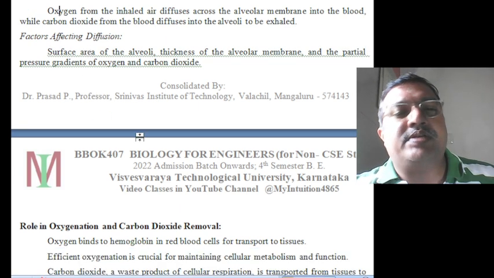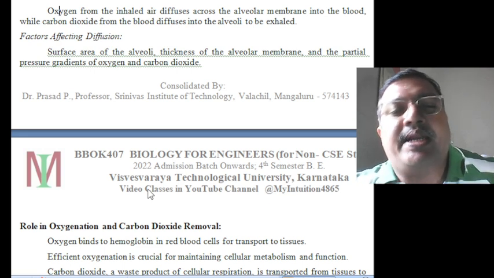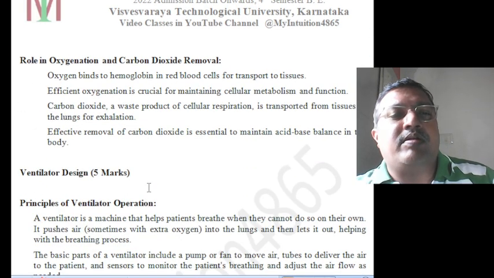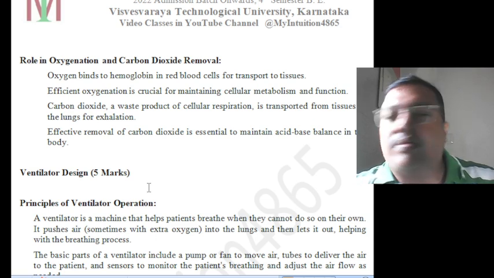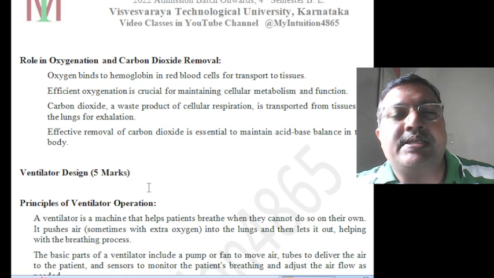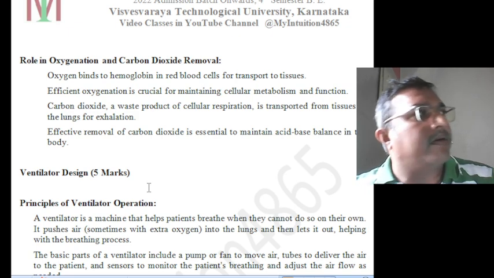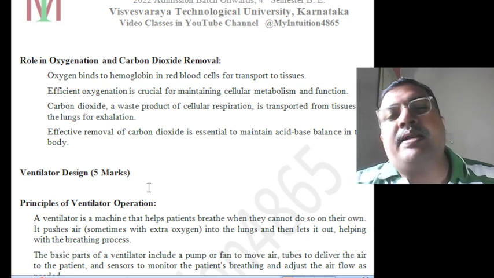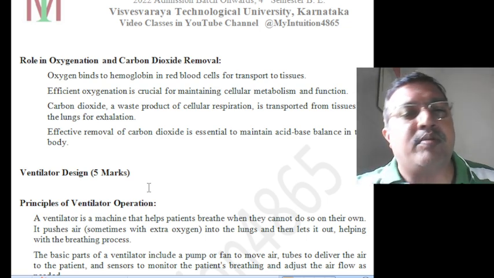The factors affecting the diffusion are surface area of the alveoli, thickness of the alveolar membrane, and the partial pressure gradients of oxygen and carbon dioxide. Role in oxygenation and carbon dioxide removal: oxygen binds to the hemoglobin. Our blood contains an iron containing compound, we call it the hemoglobin. Heme represents iron. So hemoglobin is there in the blood, and oxygen is capable of binding to that hemoglobin. So when the blood comes to the alveoli, whatever oxygen in the air reaches the alveoli through the lung, it binds to the hemoglobin in the red blood cells and is transported. So when blood comes, if oxygen is there, oxygen will simply go and attach to that hemoglobin. It binds to it.